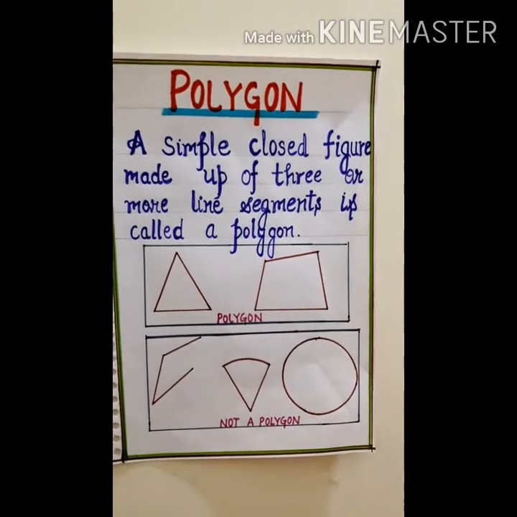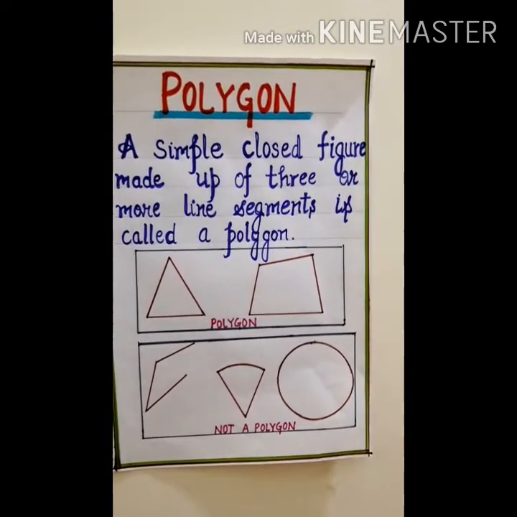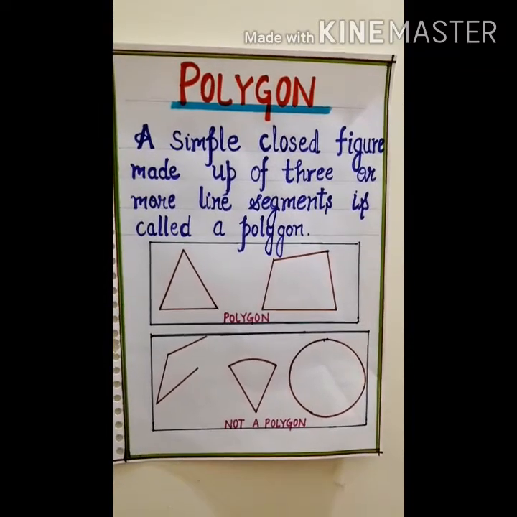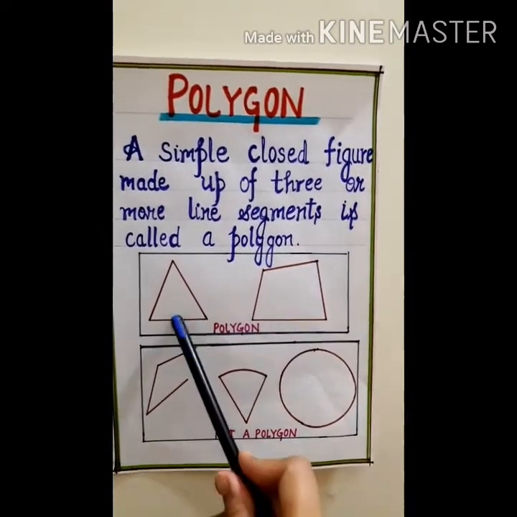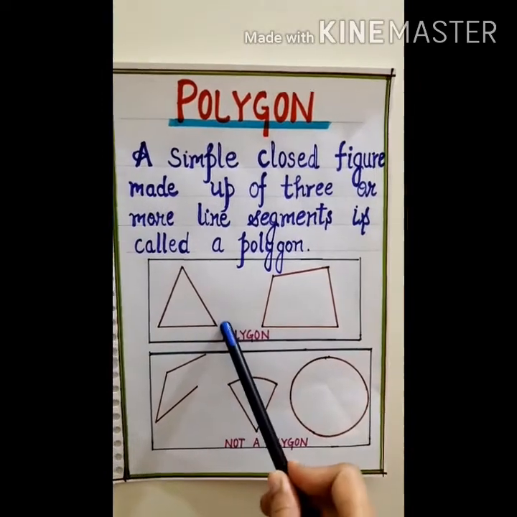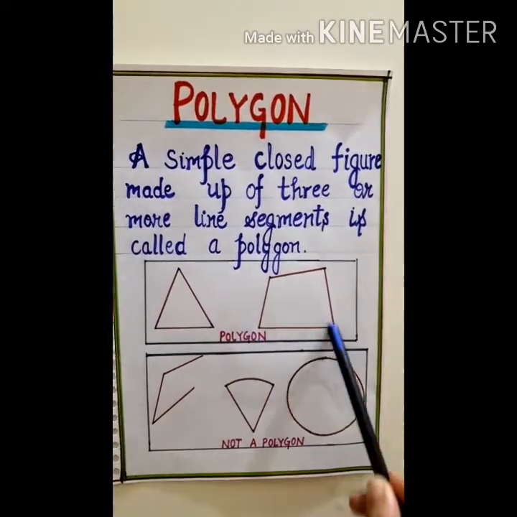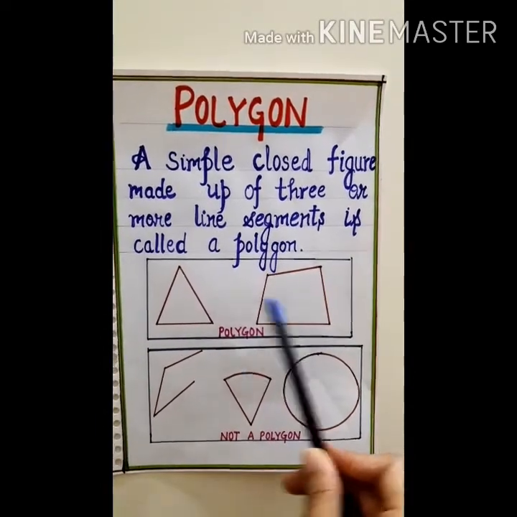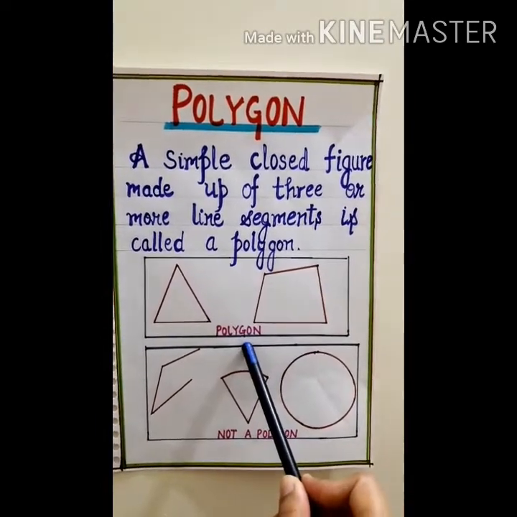Now let's talk about polygons and their types. A simple closed figure made up of 3 or more line segments is called a polygon. Here you can see that in the first figure we have 3 line segments. In the second figure we have 4 line segments. Both the figures are simple closed figures. So these types of figures are called polygons.